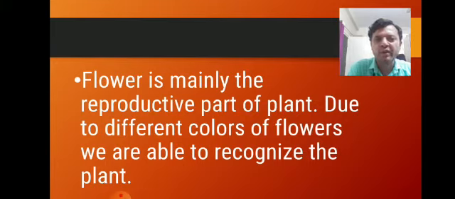Due to the different colors of flowers, we are able to recognize the plant. It's very true. Many times we are in a dilemma about which plant it is, and we are not able to recognize the plant name, but with the help of the flower, with the size of the flower, the structure of the flower, or even the color of the flower, we can easily identify the plant, right?